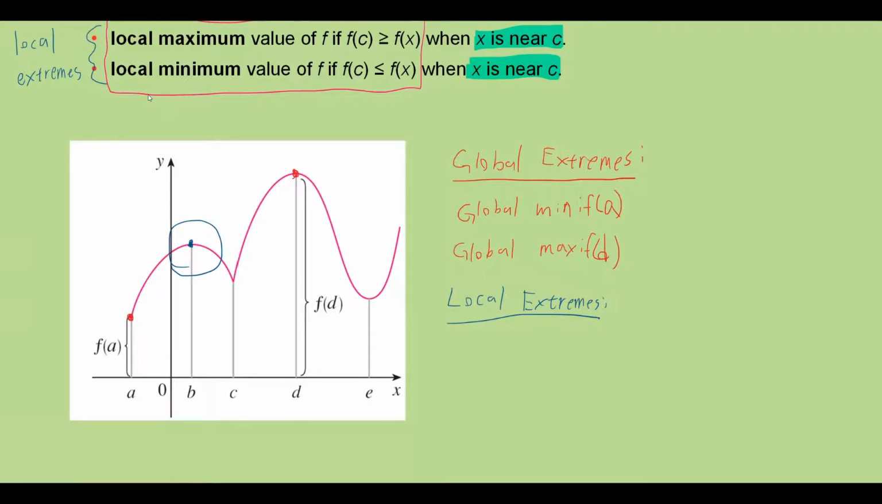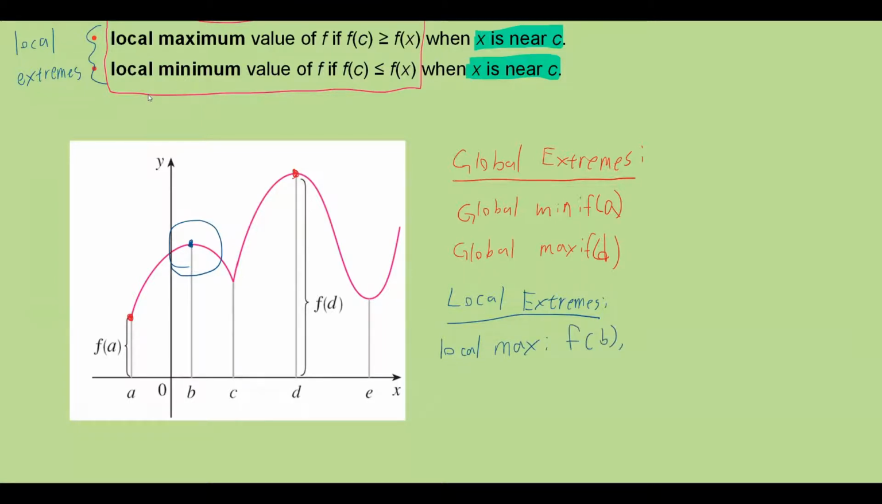And one easy way to do that is you can just draw a circle like what we're doing here, and then find the highest point. And in this case, B is where the highest point happens. So we can say that we actually have a local maximum at f of B.